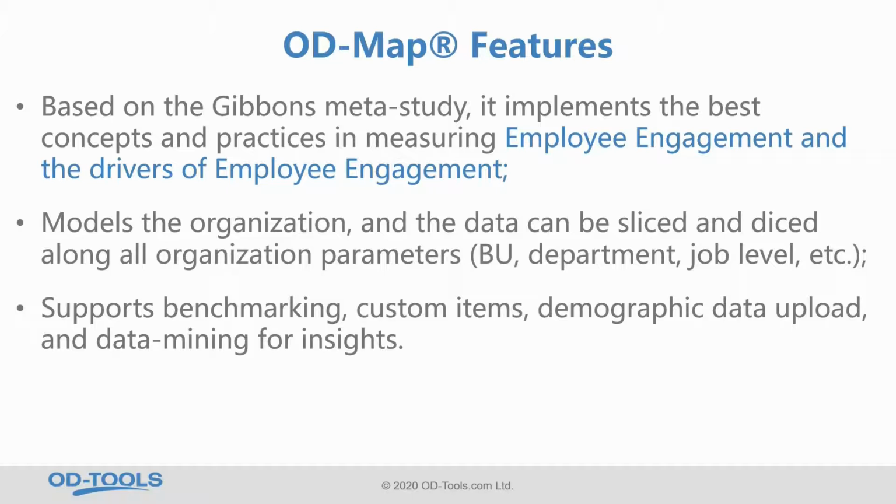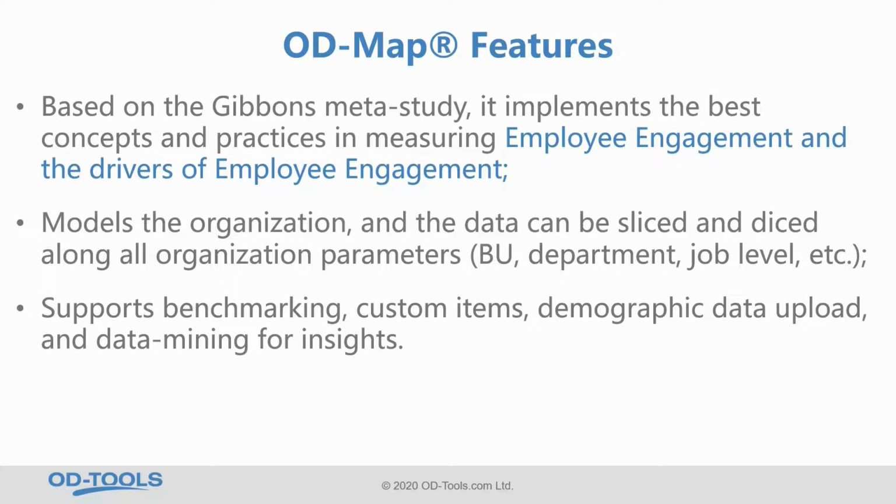With ODMAP, you can model the organization, and you can slice and dice the data along all organization parameters to create segment reports for any cohorts, business unit, department, job level, and so on. ODMAP supports benchmarking. You can compare any department to, for example, the total average of the company. You can compare results to last year's results and so on. ODMAP supports custom items and supports the upload of demographic data.